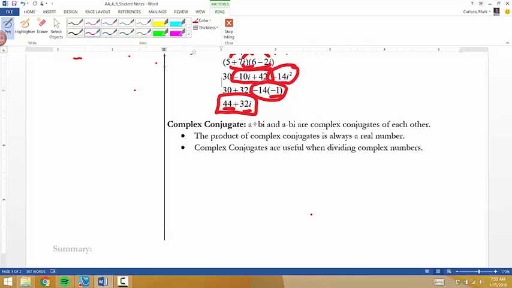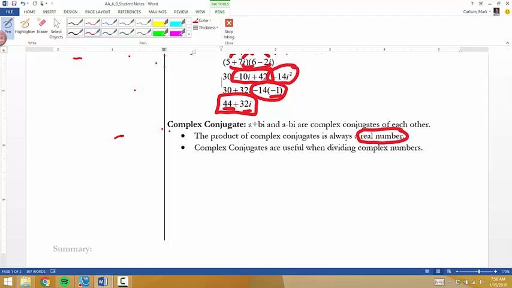And a complex conjugate is the following. It says that a plus bi and a minus bi are complex conjugates of each other. What that means is if I multiply those two together, I will always get a real number. Okay? Complex conjugates are useful when dividing complex numbers.